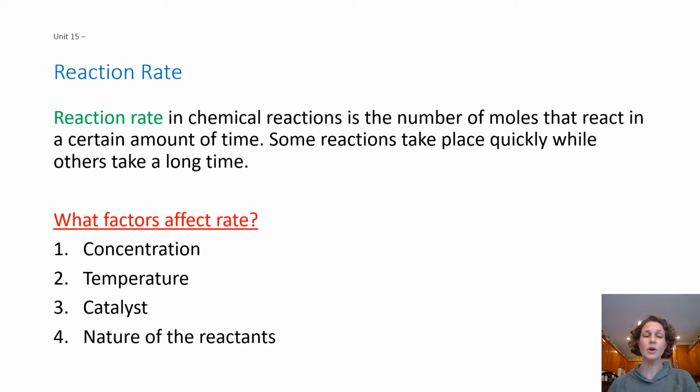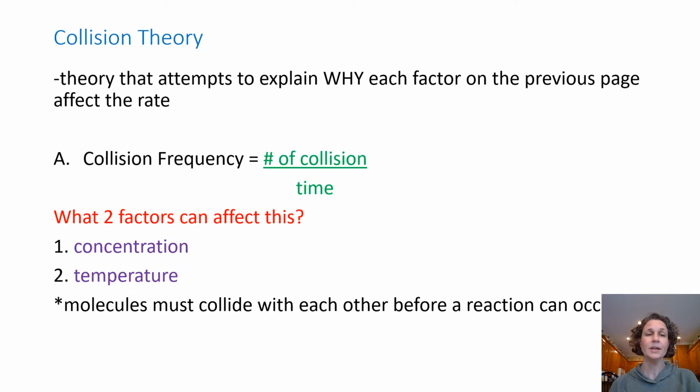Now, as far as factors go that affect rate, we've talked about most of these things before, so a lot of this information will be repetitive a little bit or a review of the things that we've talked about. But we'll talk about concentration, we will talk about temperature and have those two kind of together, and then talk about catalysts, and finally the nature of reactants in this first little section on reaction rate. Now, as far as an explanation for why each of those factors affect rate, they call this the collision theory.